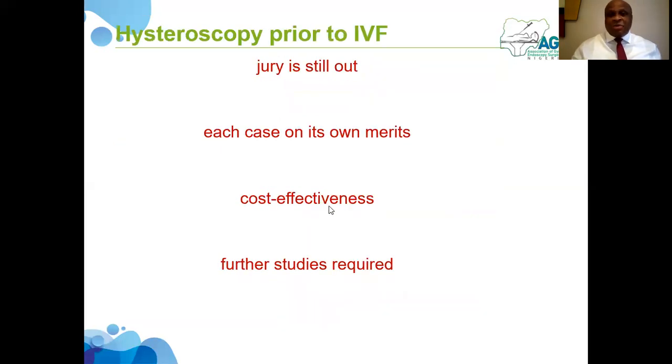So, hysteroscopy before IVF or not, I think the jury is still out, and I think each case should be treated on its own merits. And in environments where there's potentially high risk of intrauterine pathologies, including septic termination of pregnancy, puerperal sepsis, high numbers of myomectomies with cavity breaches, I suspect that in those environments, possibly hysteroscopy may well be cost effective before IVF.